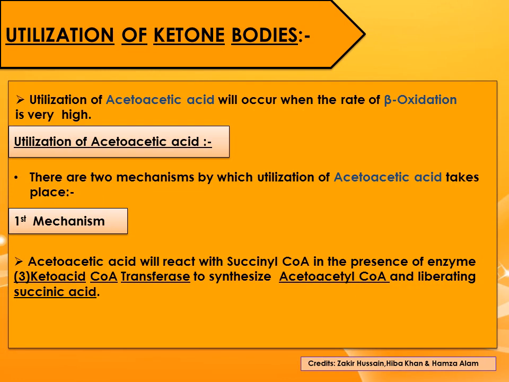Utilization of acetoacetic acid will occur when the rate of beta oxidation is very high. The first utilization occurs with acetoacetic acid. There are two reactions by which utilization of acetoacetic acid takes place.